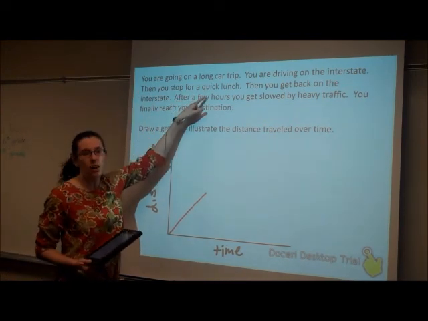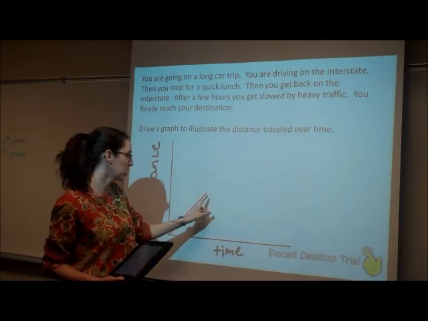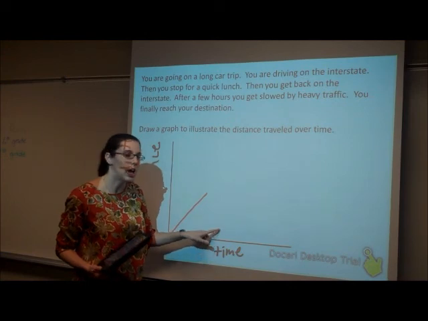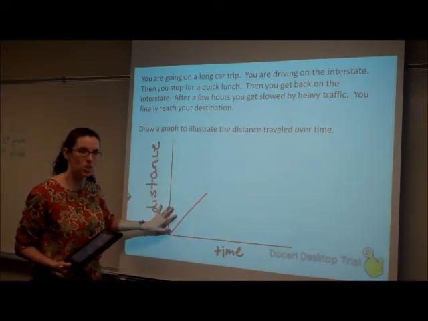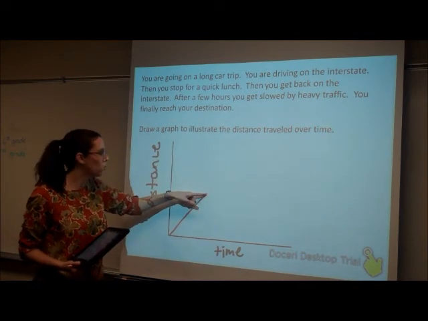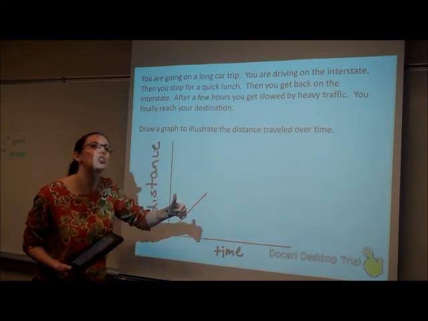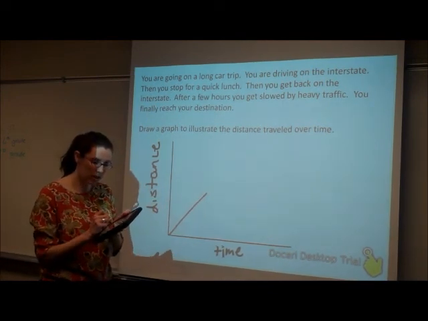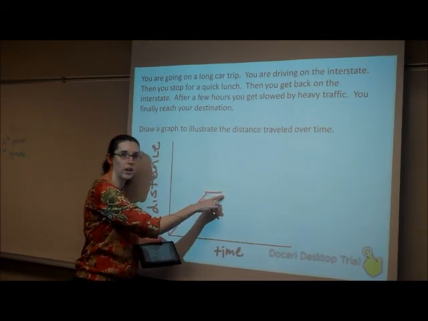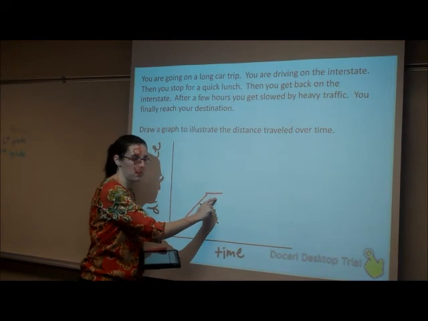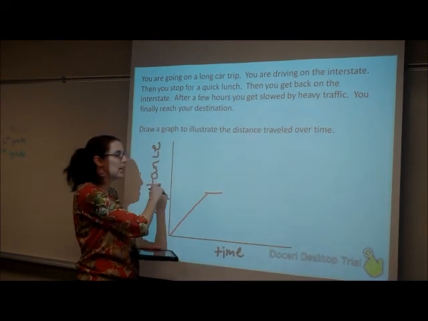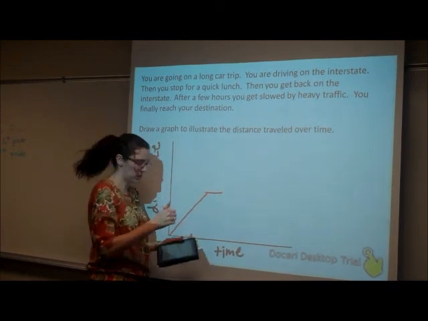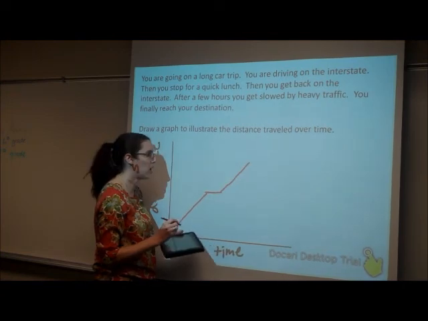So the next thing is we stop for a quick lunch. This isn't going to be much of our time. Now, some people want to say that when you stop, it's going to go down. But remember, our y-axis is talking about the distance we've traveled. When we've stopped for lunch, we haven't decreased the amount we've traveled, we're just not gaining anything. So we're going to have a little plateau here. That's our quick little plateau, here's our lunch. We're taking up some time, but we're not getting any farther. Then you get back on the interstate. So from here, it's going to go about the same as before, and it's going to be going up.